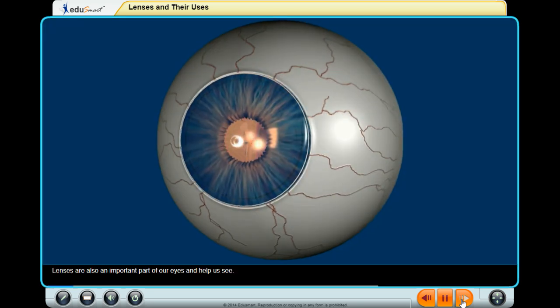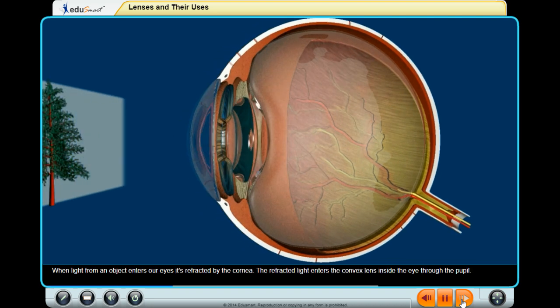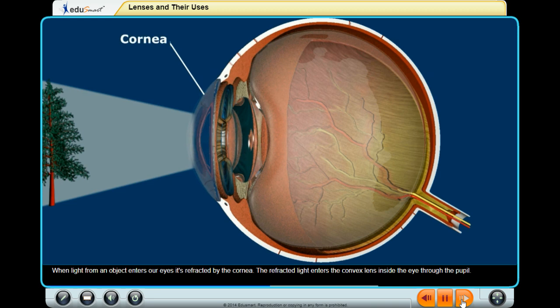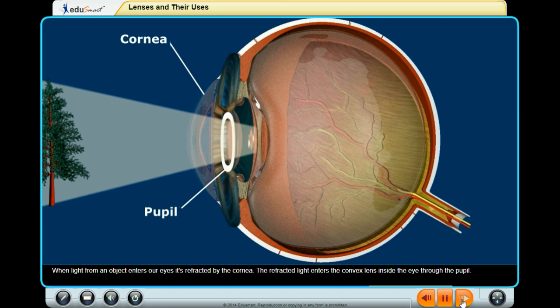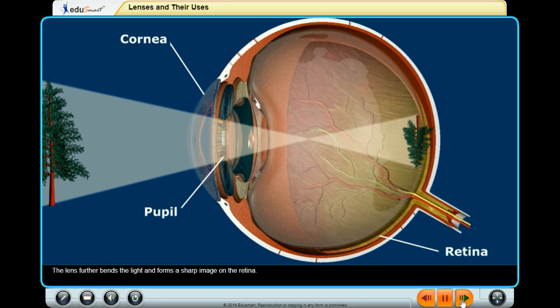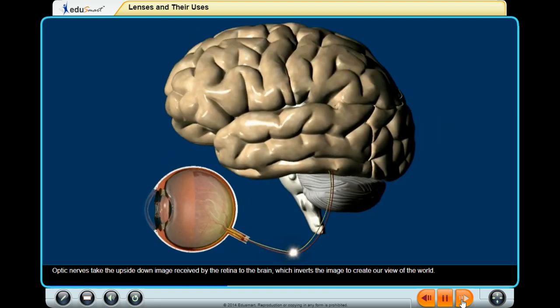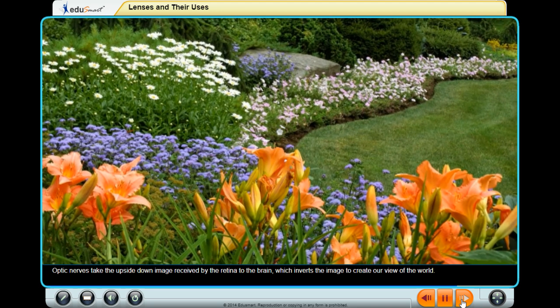Lenses are also an important part of our eyes and help us see. When light from an object enters our eyes, it's refracted by the cornea. The refracted light enters the convex lens inside the eye through the pupil. The lens further bends the light and forms a sharp image on the retina. Optic nerves take the upside-down image received by the retina to the brain, which inverts the image to create our view of the world.